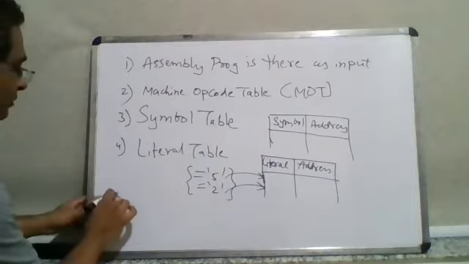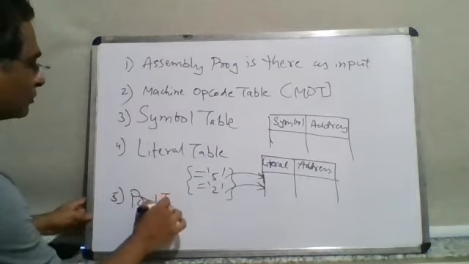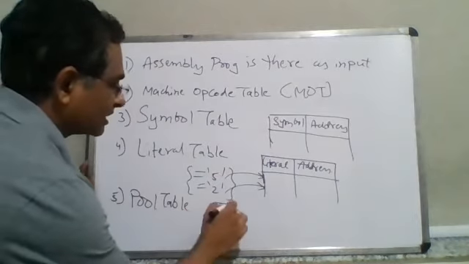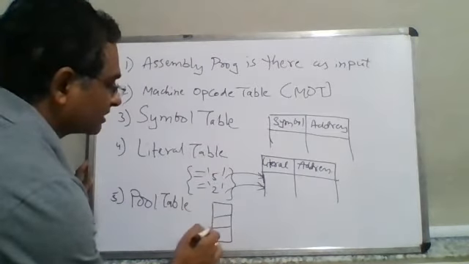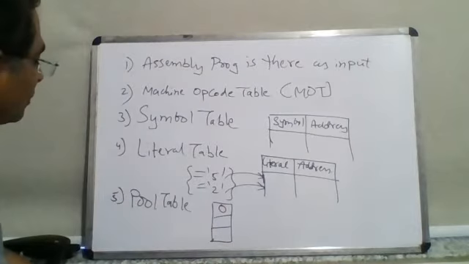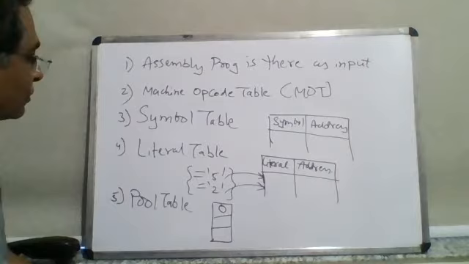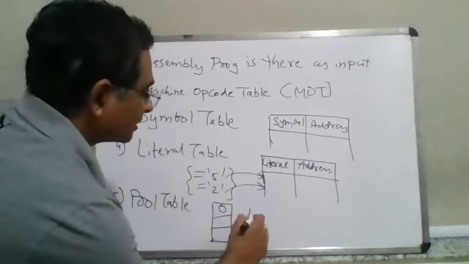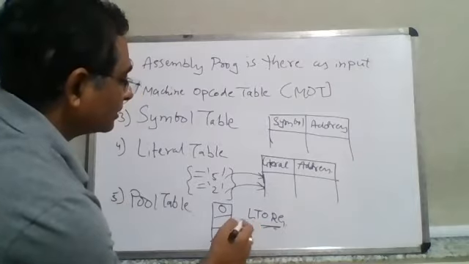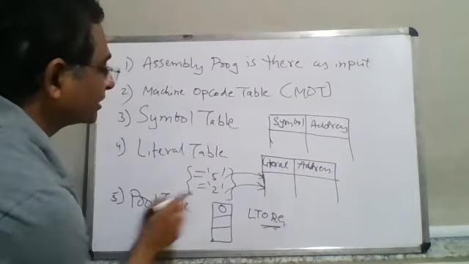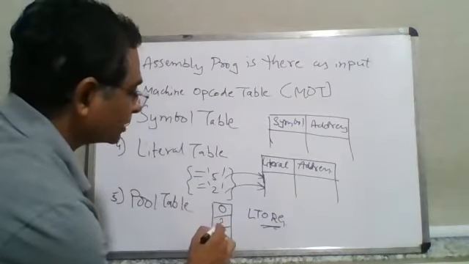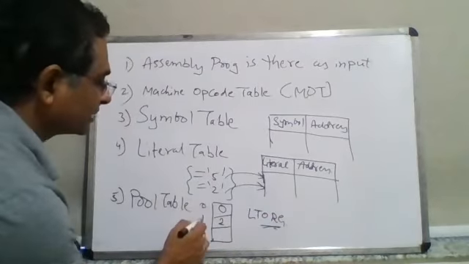And next is your pool table. The pool table is going to have entries which are like a one-dimensional entry, and always the first entry will start from the zeroth index. When the first LTORG statement is encountered, we'll see what the LTORG statement is. Let's say two entries were there before the LTORG was encountered. In that case, it will have entry 2 here, right? So this is index 0, index 1, index 2, and so on.